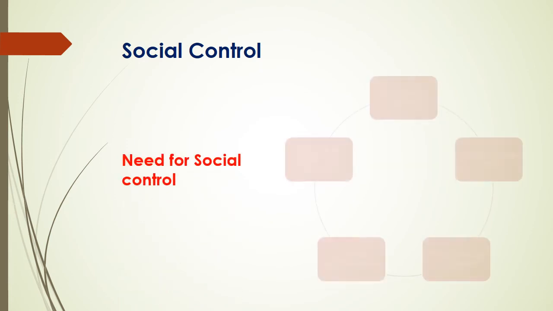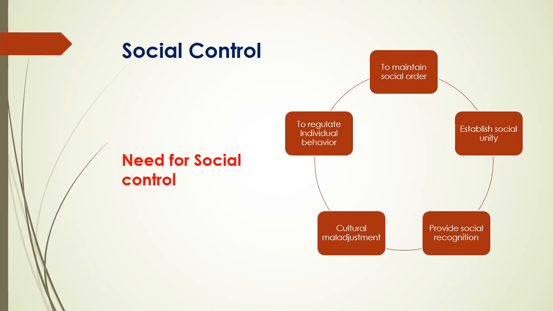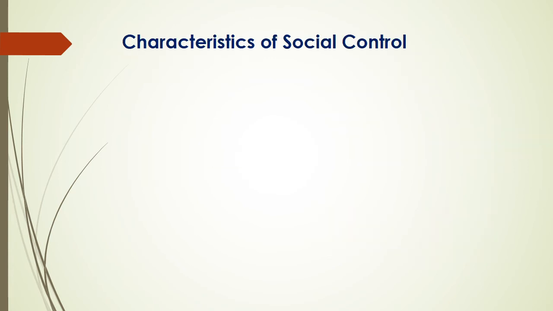What is the need for social control? Let us understand this in a picture. To maintain social order, establish social unity, provide social recognition, address cultural maladjustment, and regulate human behavior. Now let us understand the characteristics of social control.